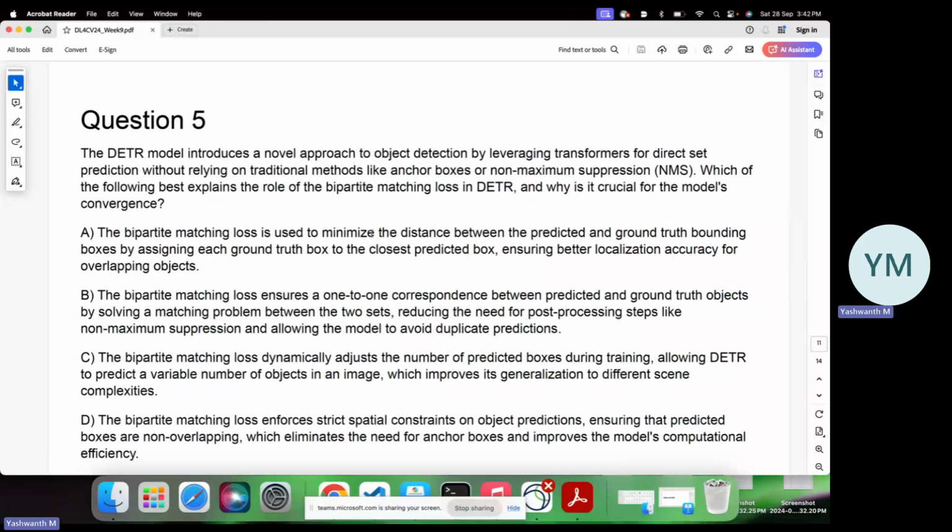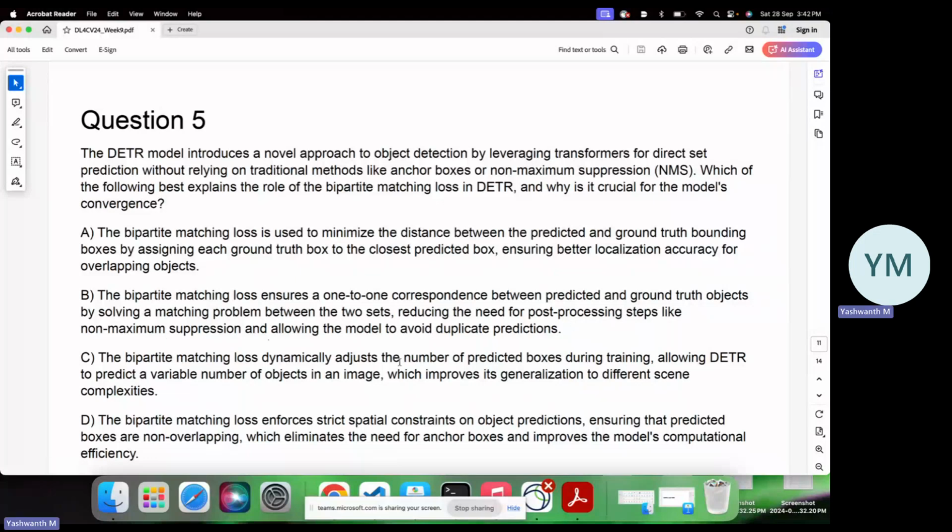A: Bipartite matching loss is used to minimize the distance between the predicted and ground truth bounding boxes by assigning each ground truth box to the closest predicted box, ensuring better localization accuracy for overlapping objects. B: Bipartite matching loss ensures one-to-one correspondence between predicted and ground truth objects by solving a matching problem between the two sets, reducing the need for post-processing steps like non-maximum suppression and allowing the model to avoid duplicate predictions.